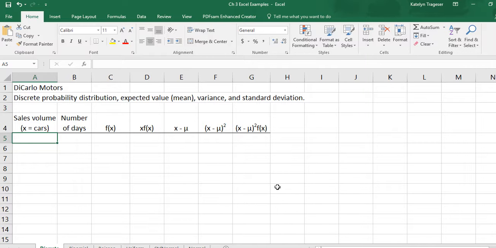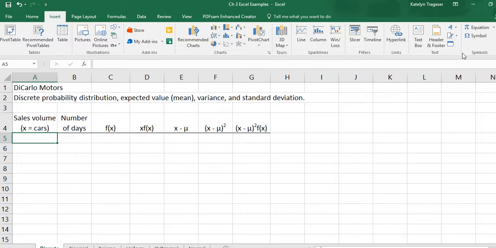So go ahead and take a moment to set up your worksheet like I have here. Remember to add in your superscripts as well as your Greek symbols. We have mu here. If you forgot how to do that, you go up to Insert and then over to Symbol.